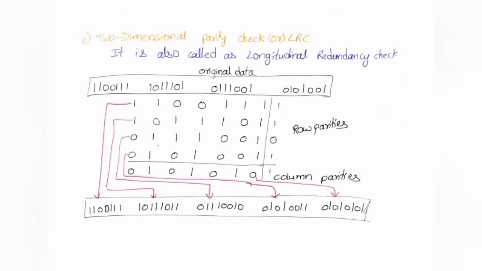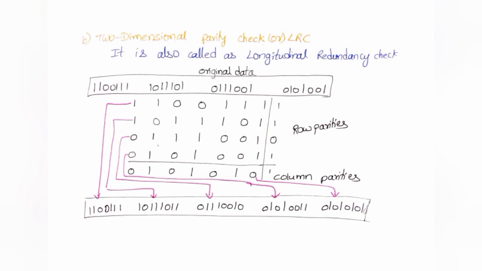media. So next one is the two-dimensional parity check or LRC. So we know that parity check is divided into two types, VRC and LRC. So we have seen the VRC here, and we will see the LRC, that is the longitudinal redundancy check.